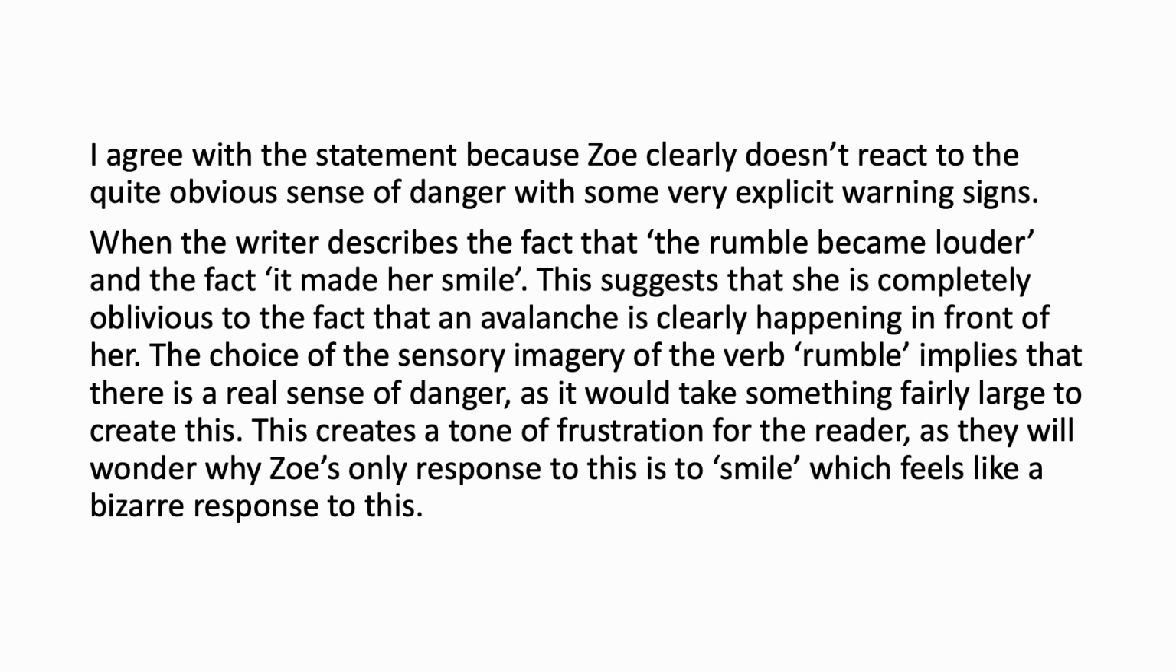So I might start first of all with my point of view. I agree with the statement because Zoe clearly doesn't react to the quite obvious sense of danger with some very explicit warning signs. When the writer describes the fact that the rumble became louder and the fact it made her smile, this suggests she is completely oblivious to the fact that an avalanche is clearly happening in front of her. The choice of the sensory imagery of the verb rumble implies that there is a real sense of danger, as it would take something fairly large to create this. This creates a tone of frustration for the reader, as they will wonder why Zoe's only response to this is to smile, which feels like a bizarre response to this.